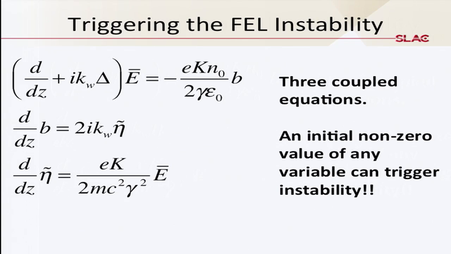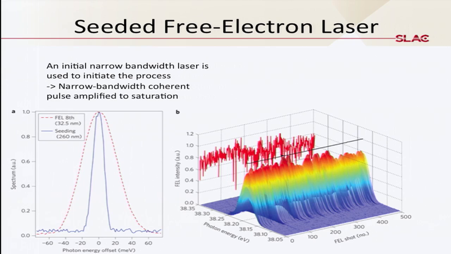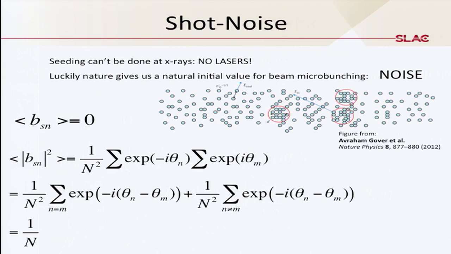Now, conceptually, not experimentally, the easiest way to trigger the instability is to start it with an external field. That's what we call a seeded free electron laser. It's what the people in Trieste do. You have an initial narrow bandwidth laser, and the beauty of the seeded free electron laser, like we said at the beginning, is that it creates particles that are micro-bunched in a coherent way all across the beam, so now your coherence length extends all the way to the coherence length of your bunch or of your laser, whichever is shorter. However, the way to trigger the FEL that's conceptually harder but experimentally easier is shot noise.